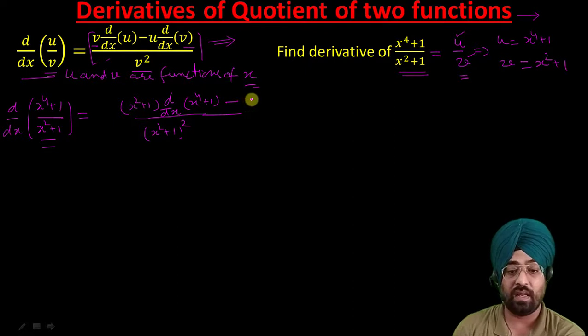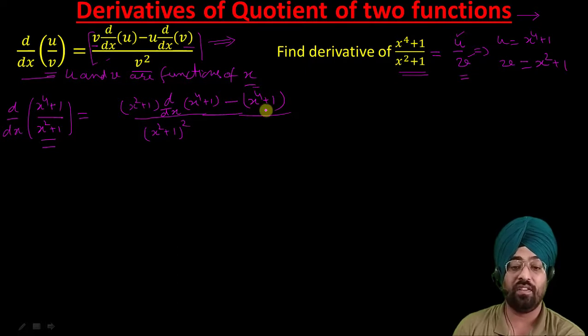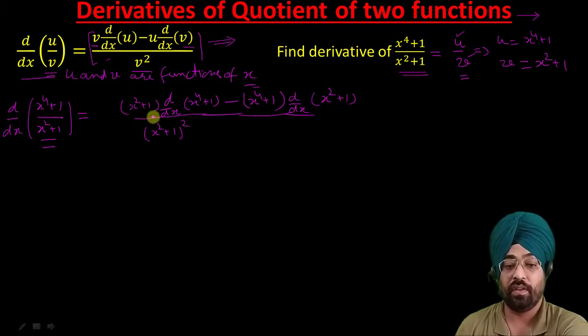The numerator as it is, x raised to the power 4 plus 1. Don't forget to put the bracket, because this negative is with both of the functions which are in this bracket. So this bracket is quite essential. Then the derivative dy by dx of your denominator. Your denominator is x square plus 1. Now let us do it.